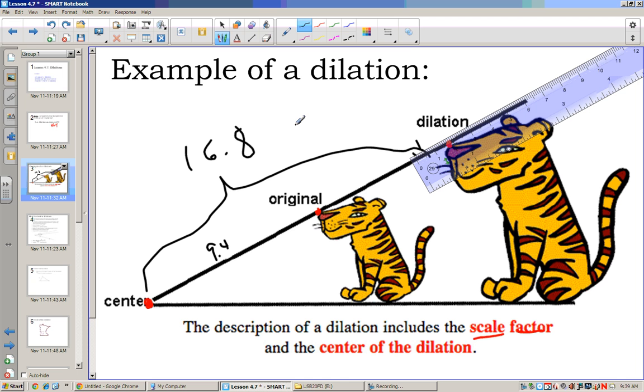So if I want to find the scale factor, I take my large number, 16.8, and divide it by the small distance, which is 9.4. Now I'm going to take out my trusty calculator, 16.8 divided by 9.4, and I get 1.787. So my scale factor is about 1.787. Now remember, we always measure from the center of dilation. So if I wanted to dilate this point, I would measure out this distance, multiply it by 1.787, and I should end up right at that point.